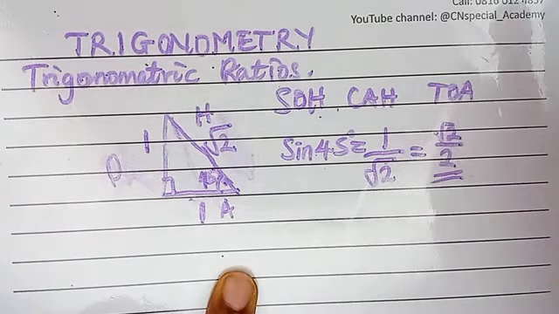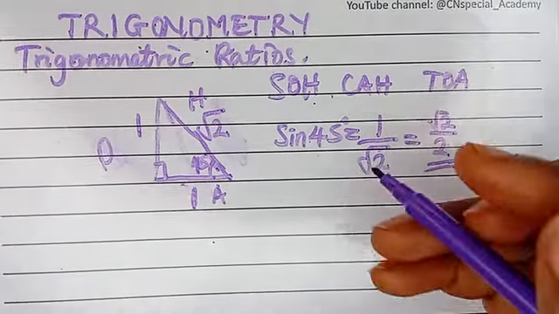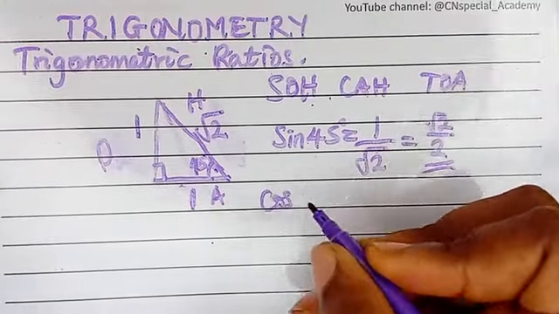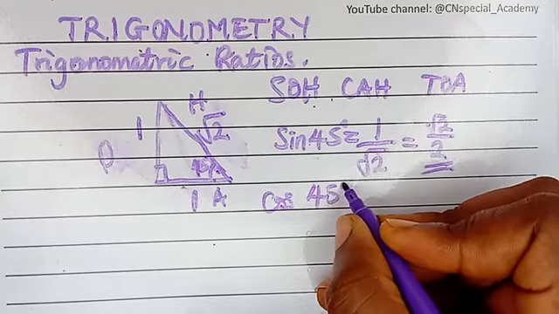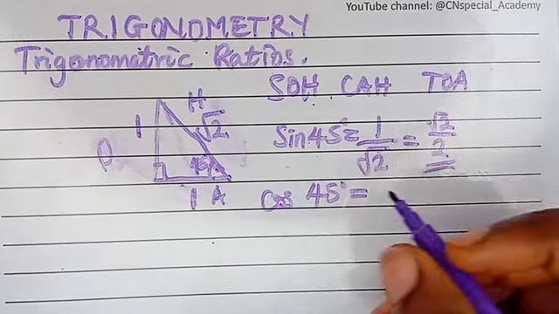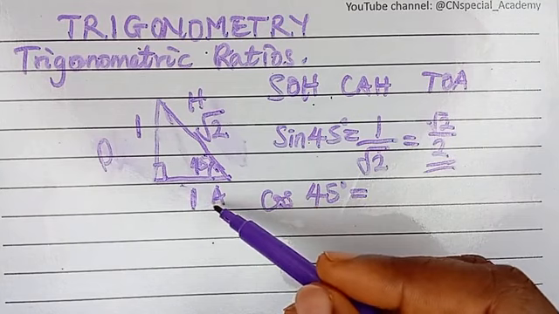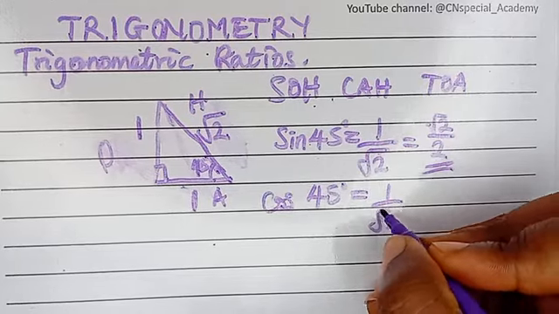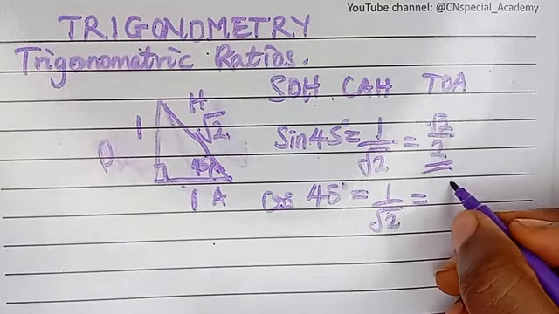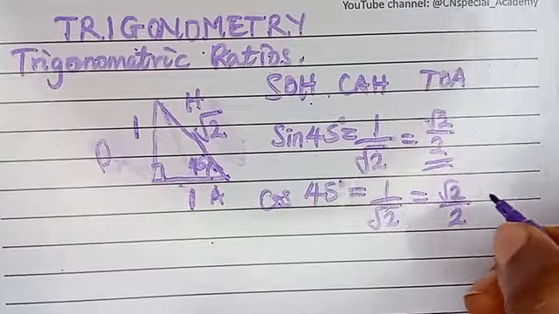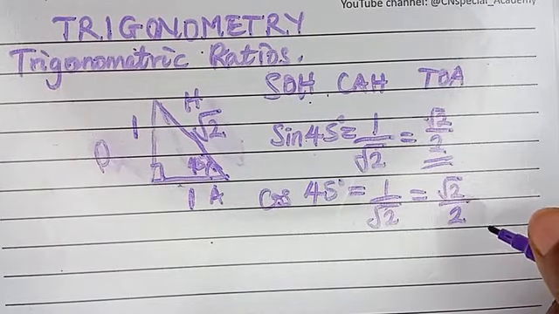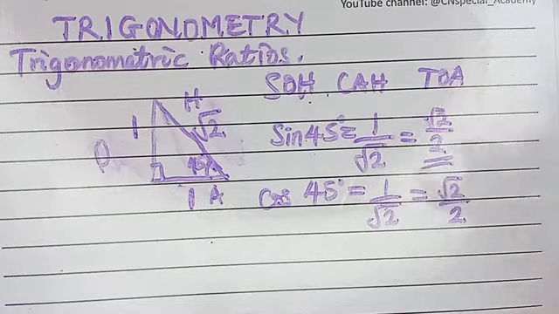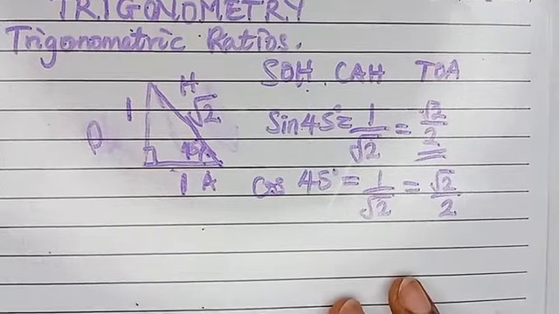Okay, so same thing with cos. We are to consider cosine of the angle 45 degrees, which is equal to adjacent over hypotenuse, which is still 1 over root 2, which is equal to root 2 over 2, because we have to rationalize. We don't leave the surd at the denominator of a fraction.